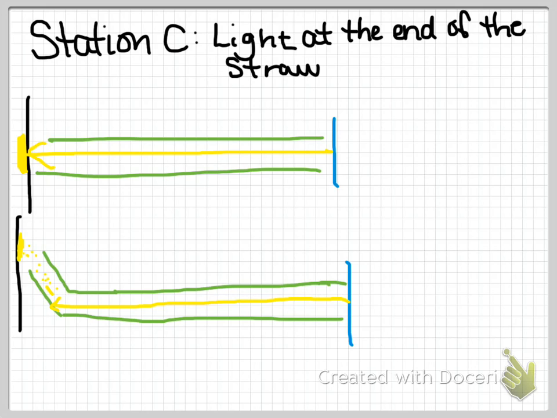So how does this show that light travels in a straight line? Well, if it didn't travel in a straight line and it was able to completely bend or bounce, we would see something like this. Let me draw another straw. So here's my bendy straw, the screen again, and our light source.